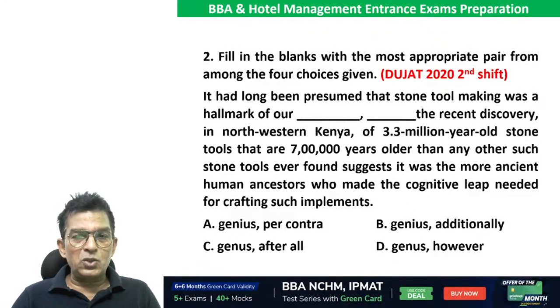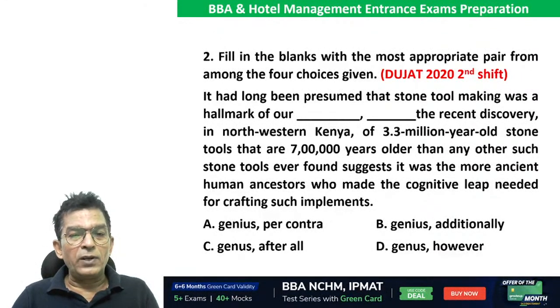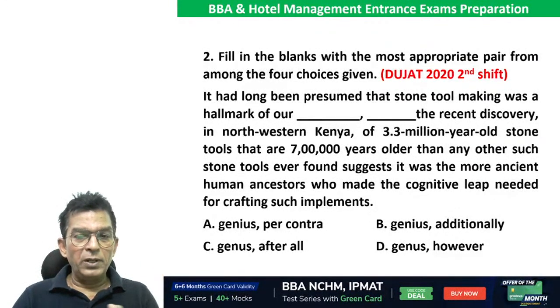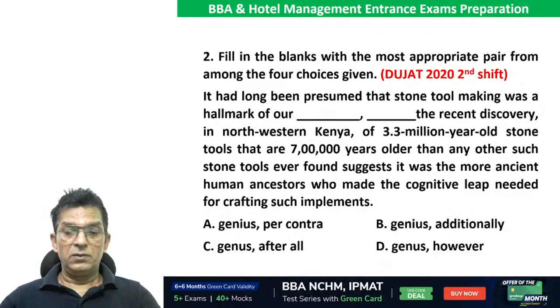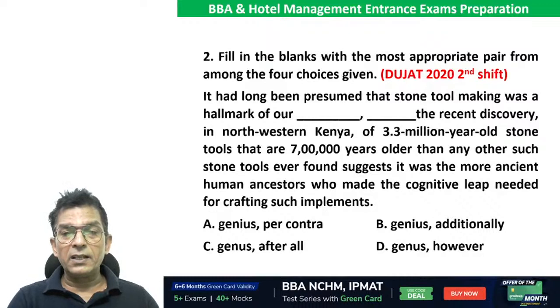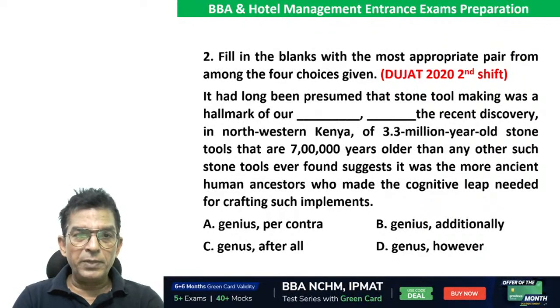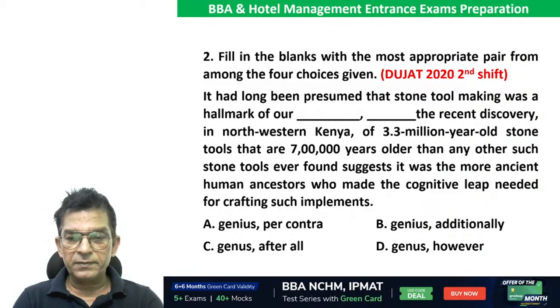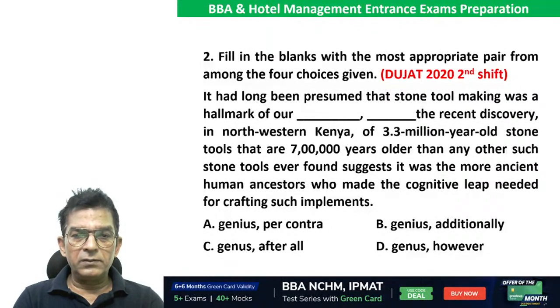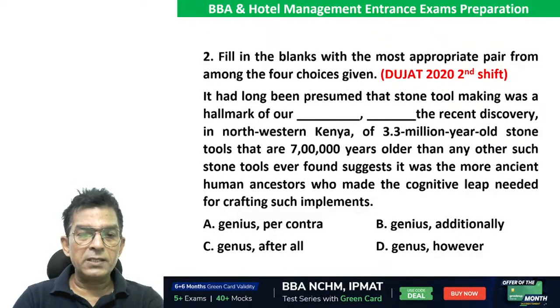It had long been presumed that stone tool making was a hallmark of our dash. Hallmark of our genius? Possible. Genius is possible. Genus is not possible. Genus is a particular class, right? So genus is not the answer. It must be genius. Okay. The first blank must be genius.